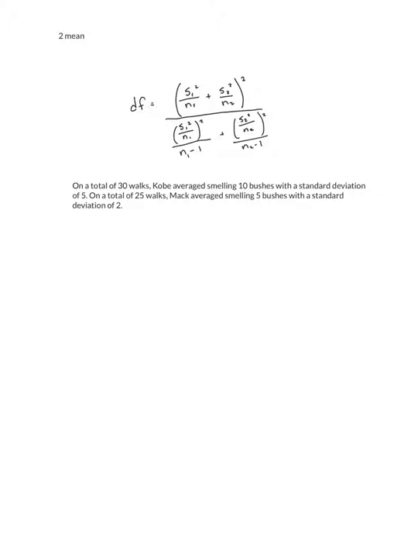So for our first example here, calculating degrees of freedom with two means, I went ahead and gave you some data on my dog, Kobe, and on my best friend's dog, Mac. Having all this information here, we're going to try and calculate the degrees of freedom we'd use if we ran a confidence interval or hypothesis test for this.